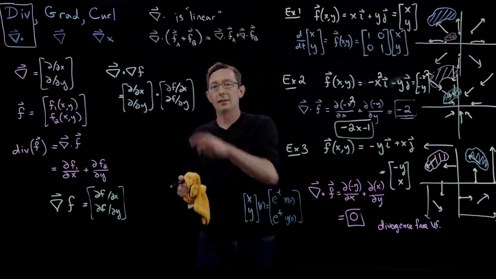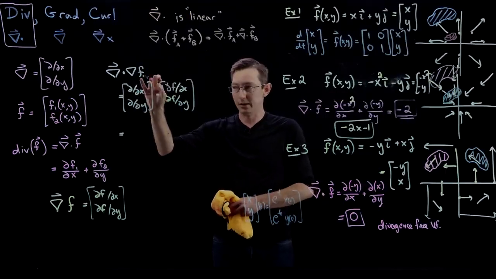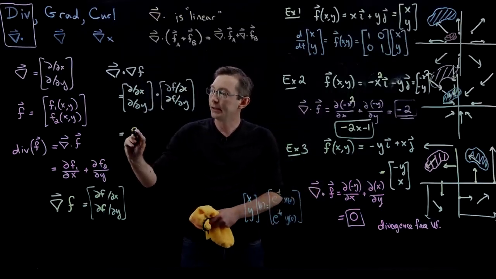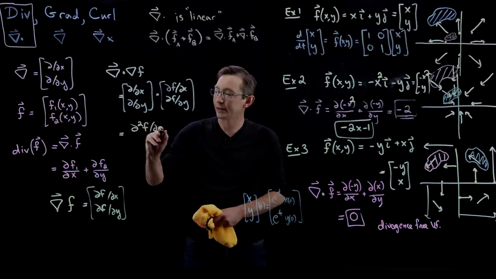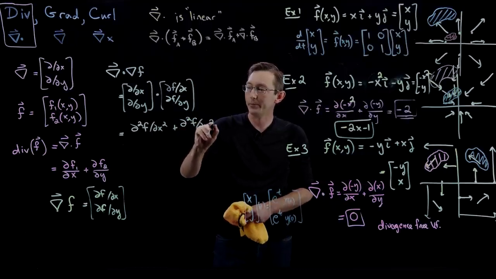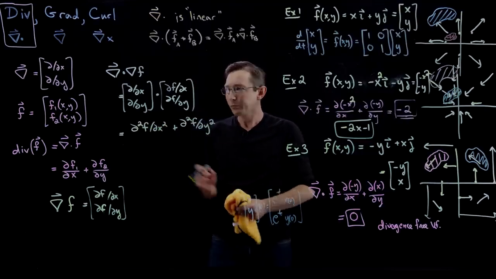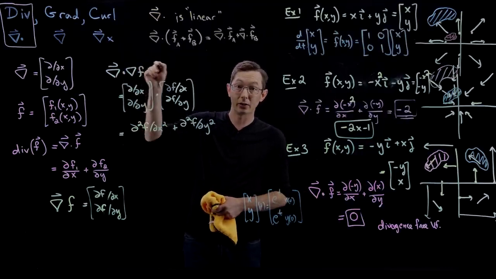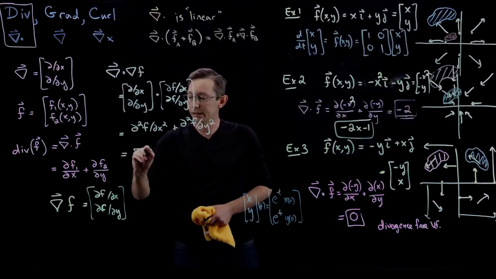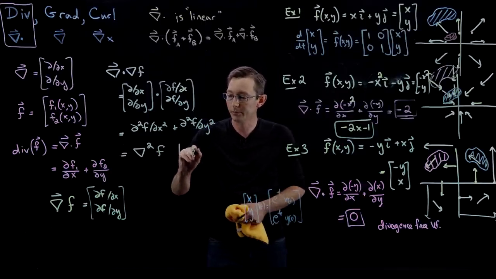And if I compute this dot product, remember, the dot product of two vectors is easy. You just take the product of the first components of both of them plus the product of the second components of both of them. And now what I have is the second partial derivative of f with respect to x squared plus the second partial derivative of f with respect to y squared. So this is cool. This is the sum of second partial derivatives of f with respect to x and y. The divergence of the gradient of a scalar function f is called the Laplacian of f. This is del squared of f. And it's also a scalar value.